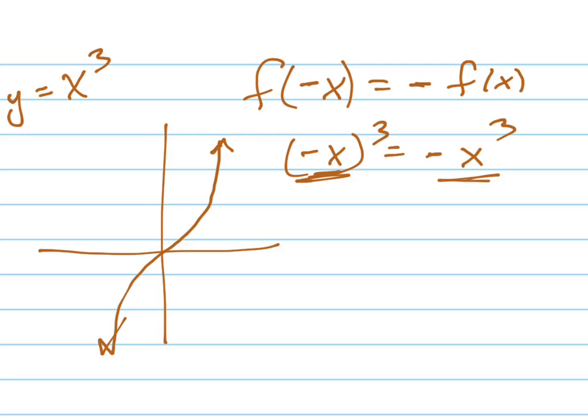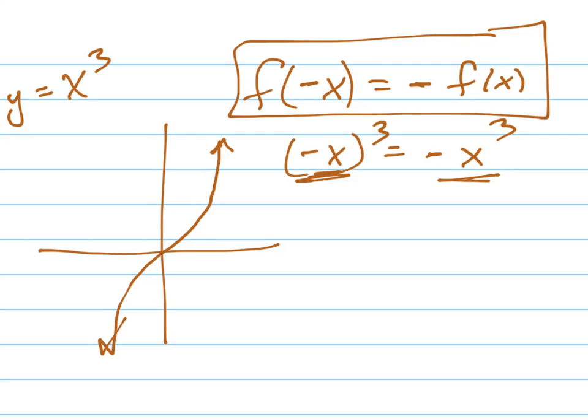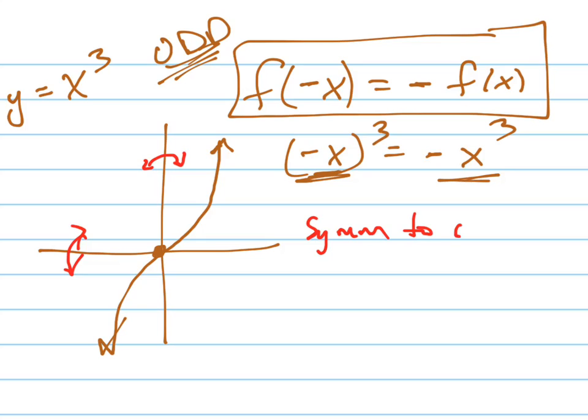So if you can show that f of negative x is equal to negative f of x, then that means it's an odd function. So this is a characteristic of an odd function. The other thing you can notice is if you flip it over the y-axis and then the x-axis, which is called symmetry to the origin, then it's an odd function.